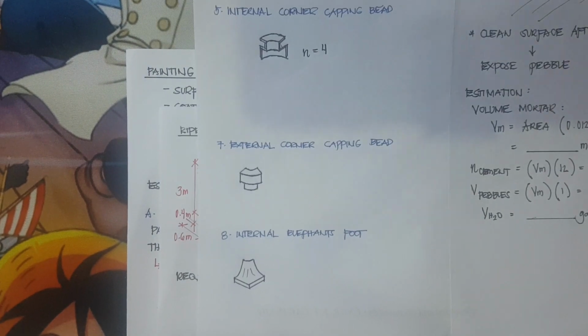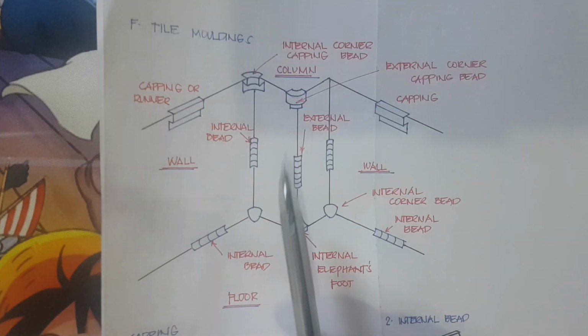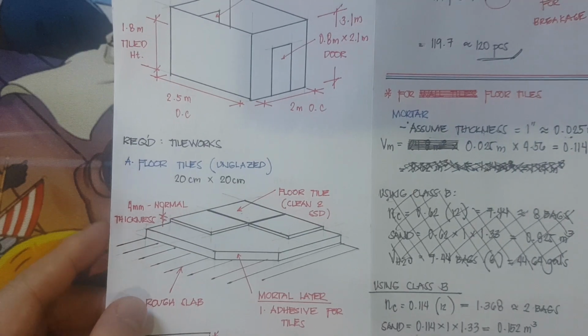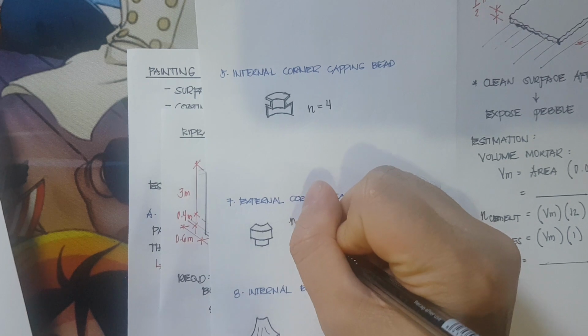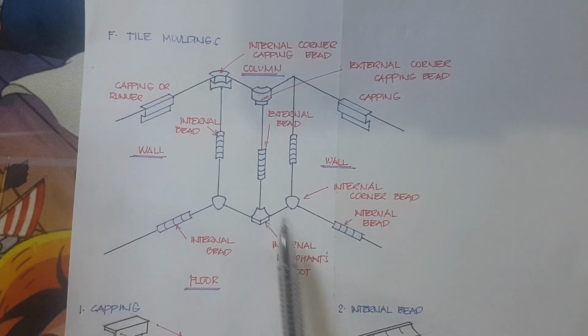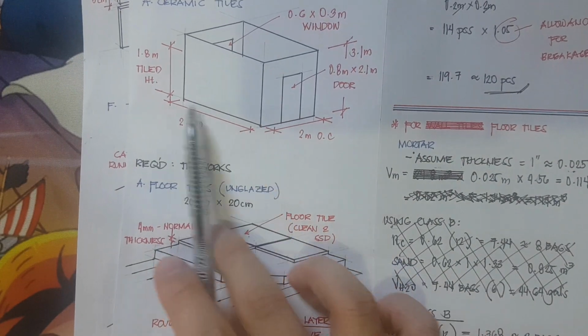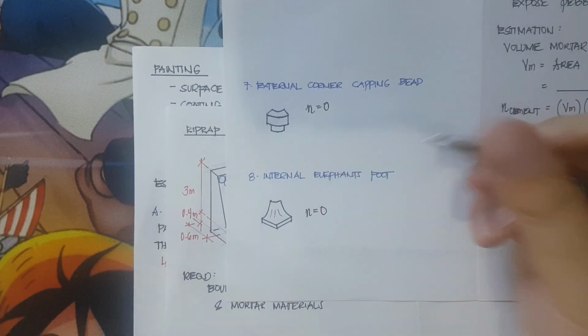Next, the external corner capping bead. From our plan, do we have an external corner capping bead? None. So it is equivalent to 0. Next, for the elephant's foot. Do we have an elephant's foot in our plan? None. Therefore, N is equivalent to 0.